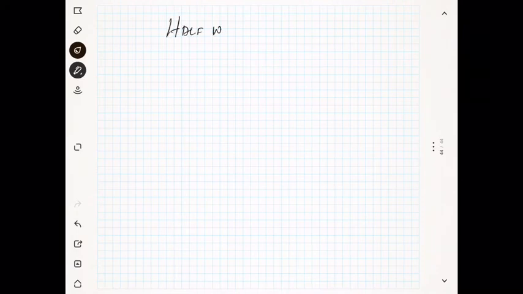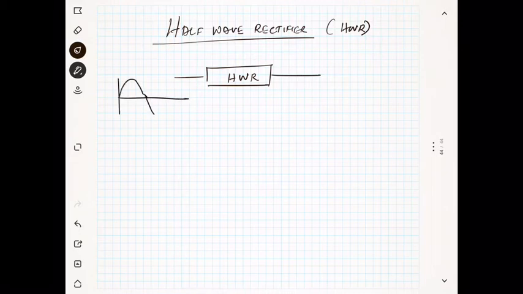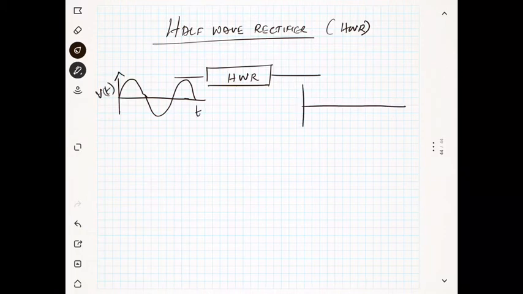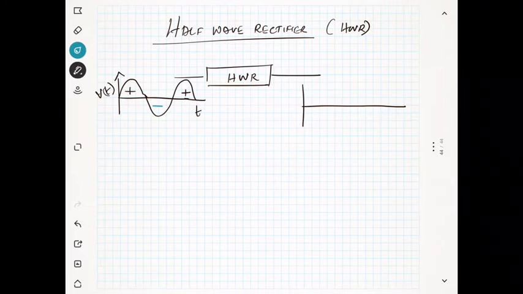So what do you mean by half wave rectifier? Usually it is denoted by HWR. You give an AC input like this, a sinusoidal wave. This is the time and this is the voltage. Then the output will be something like this: you will get only the positive part, and the other part is the negative part of the voltage, which is removed.